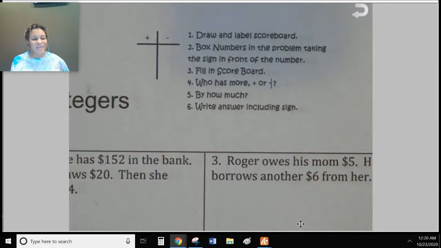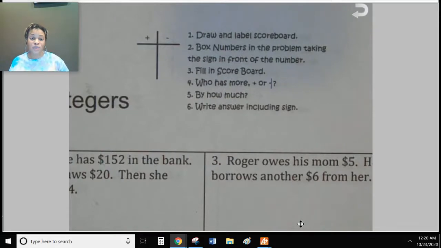Welcome back. Today we are exploring TEAC 6.3D. I can add, subtract, multiply, and divide integers fluently. So today we're looking at addition and subtraction in another way. We've looked at concrete models, we looked at counters, and we used number lines.